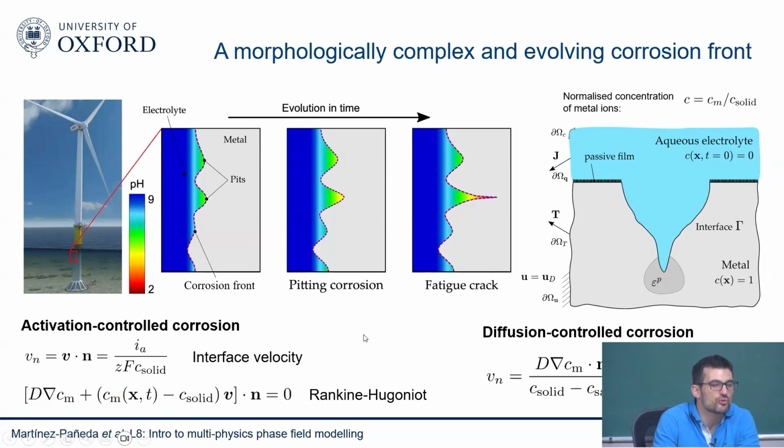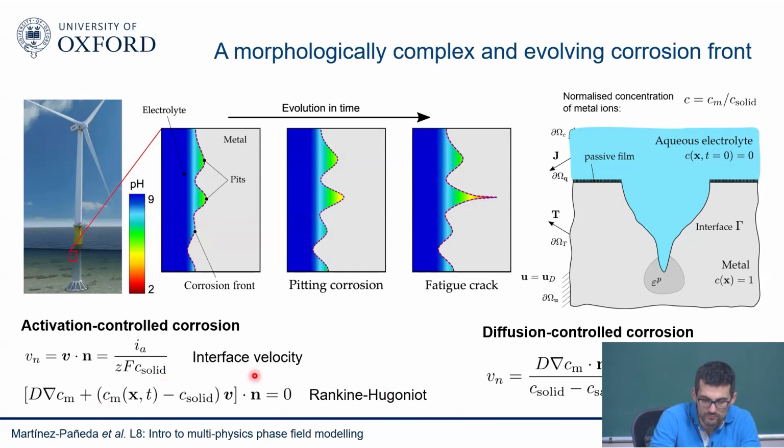And then when you have diffusion control corrosion, you have saturated your interface with metal ions. So you need those metal ions to go away before you continue to corrode your sample. So the concentration of metal ions at the interface is given by a Dirichlet boundary condition, the saturation concentration, which is a material property that we know. And then the velocity of the corrosion front is obtained from the Rankine-Hugoniot condition just by substituting the saturated concentration.